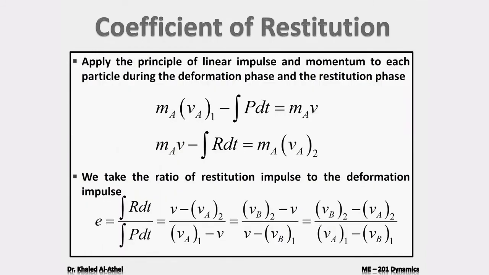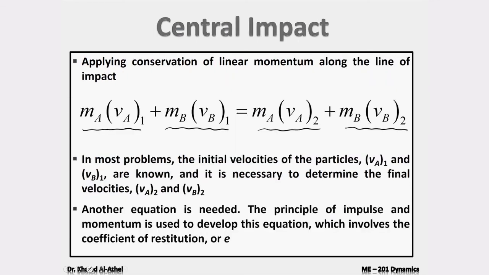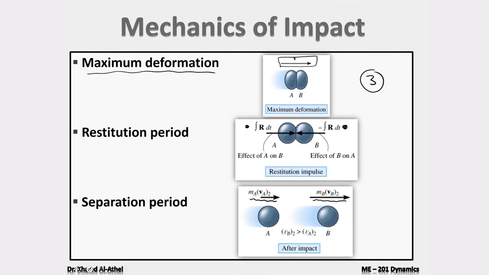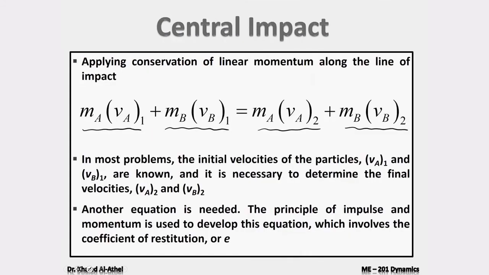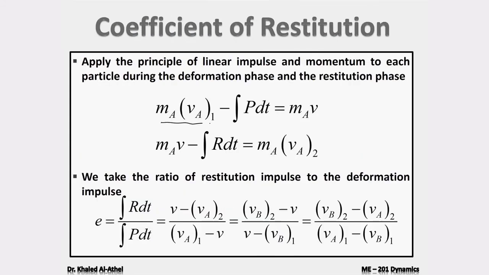What we're going to do is write the two equations. The first one is going to be mA vA1. I'm only looking at A, by the way. I'm not considering B. So it's going to be mA vA1 minus, if you can see here, I'm looking at the impulse acted from B on A. So it's going to be minus the integral of P dt, sorry. So it's going to be mA vA1 minus the integral of P dt equals mA v. And I say v because it is a shared velocity.